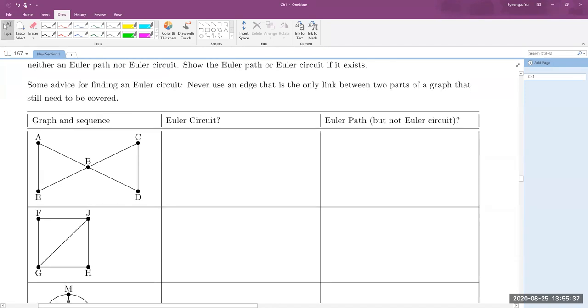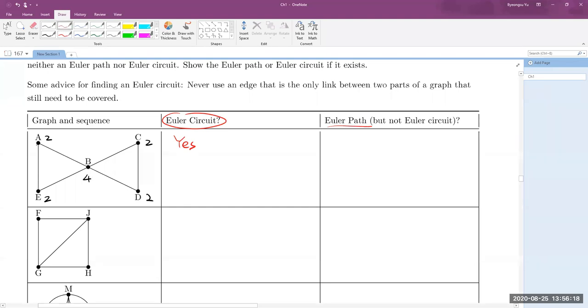So for example, for the first graph, A has degree 2, E has degree 2, B has degree 4, C and D have degree 2, right? So all degrees are even numbers. So in that case, from Euler's theorem, we know that there is an Euler circuit, and maybe you also find an Euler path without an Euler circuit, but let's try to find it. Actually we don't find such a path, but let's try it.